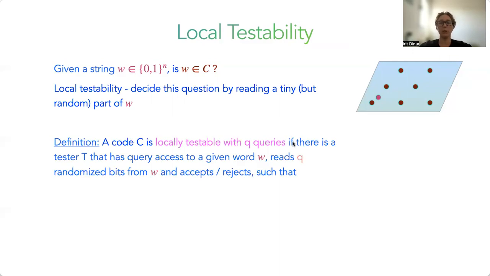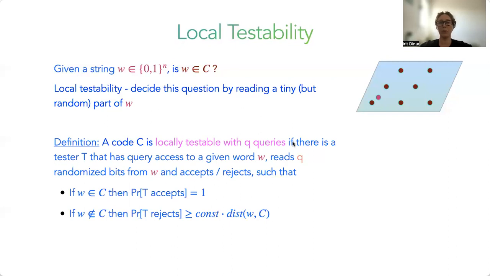A code is defined to be locally testable with Q queries if there is a tester, T, that has query access, or sometimes people say oracle access, to a given word W. It reads Q randomized bits from W, so it selects where to read at random, and then it says accept or reject. And we know that if W was indeed in the code, the acceptance probability would be 1. So the code words will actually always be accepted. And we want to say that if W is not in the code, then we always reject. But that's too much to ask because we're only reading a tiny portion of W. So if someone flipped a random bit somewhere, we're not going to catch it.